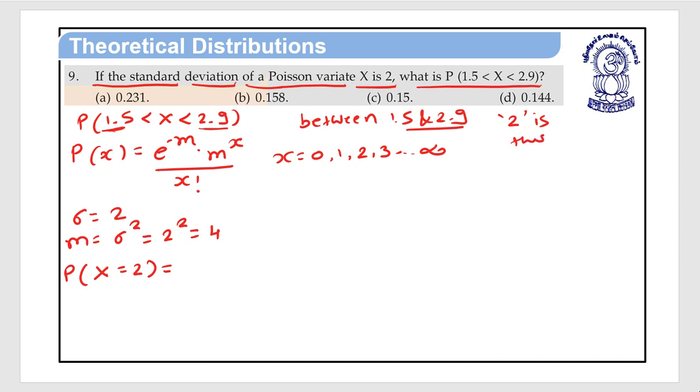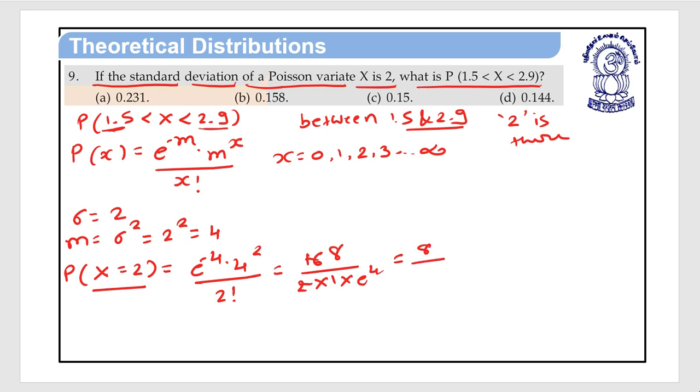So P of X equal to 2 is e raised to minus 4 into 4 squared upon 2 factorial, which is 16 upon 2 into 1 into e raised to 4. Two 8s are 16, so it is 8 by e raised to 4.